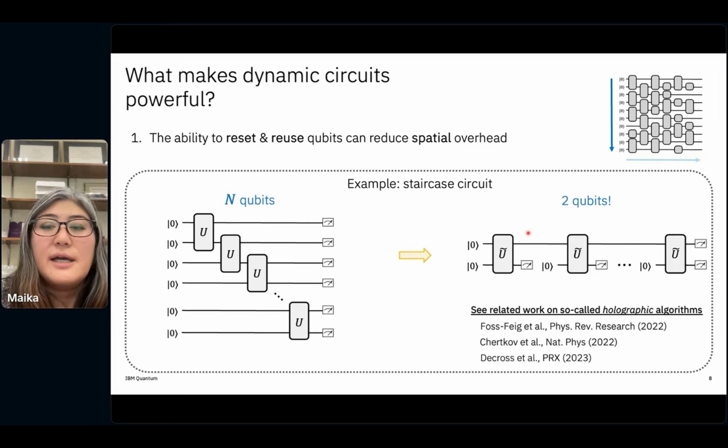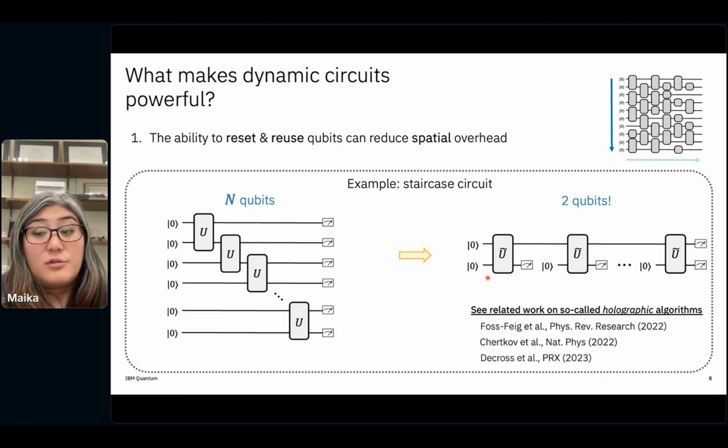Putting this all together, we see that the result of the left-hand circuit is entirely equivalent to the result of the right, which needs only two qubits, independent of how big the staircase is. And this is just one example of how dynamic circuits can be leveraged to drastically reduce the number of qubits needed to implement quantum circuits with certain structure.